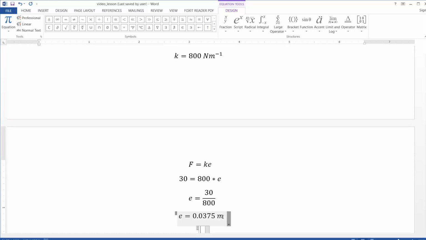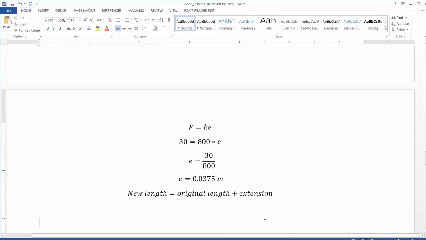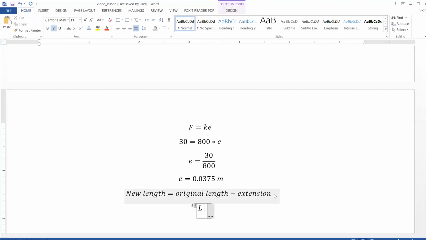So the new length equals original length plus extension. This makes sense. When you add the extension to the original length, you get your new length. So L equals the original length, which is 0.2, plus the extension 0.0375. If I do this very well, my new length should be 0.2375 meters. So that is the answer to this question.